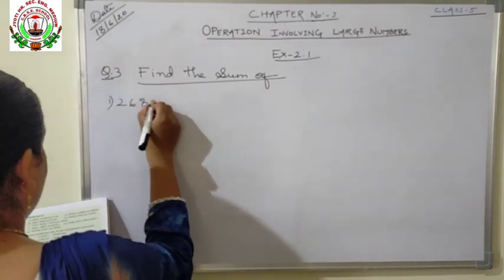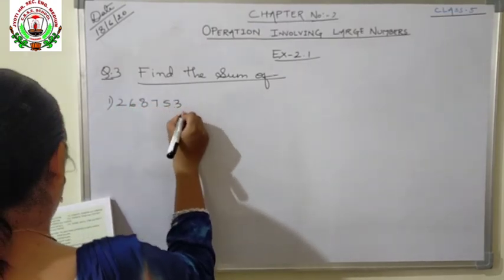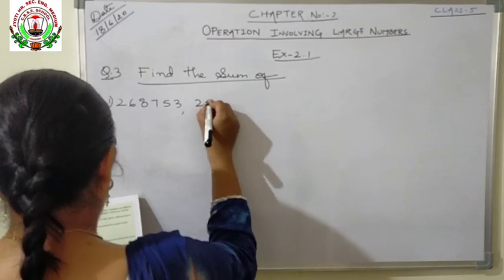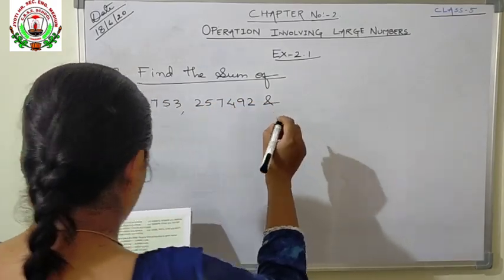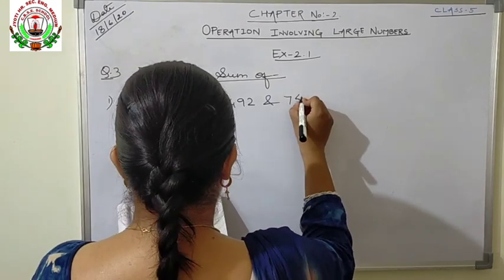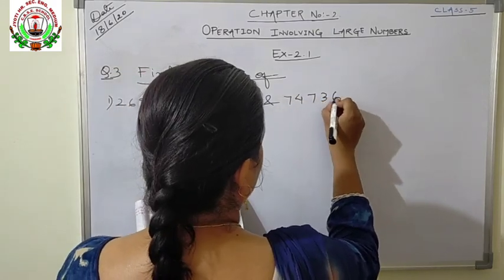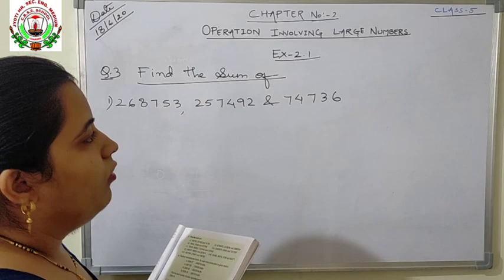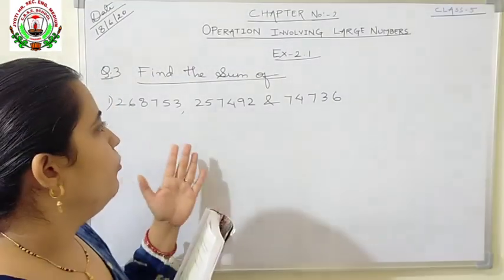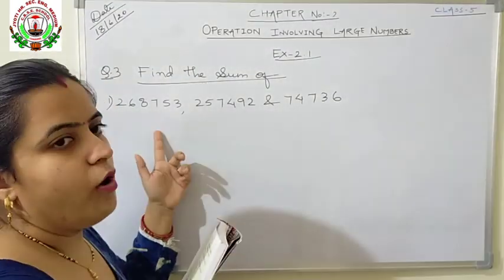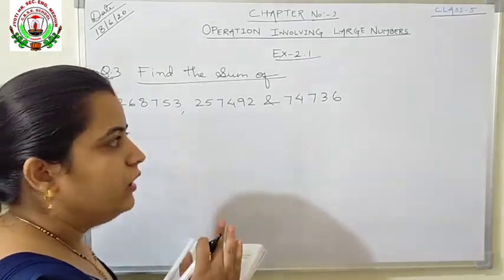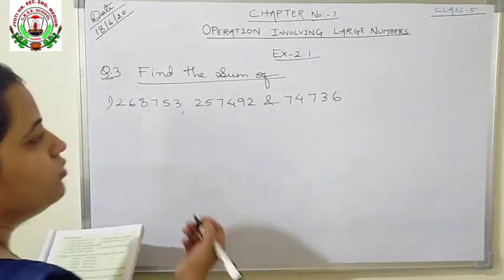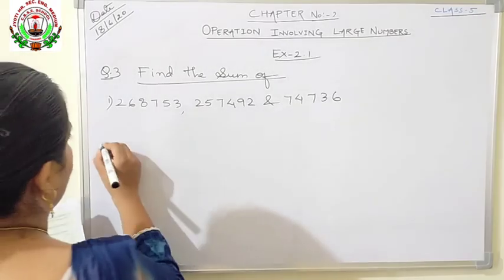6, 8, 7, 3. And 7, 7, 3, 6. As you all can see in your book, your question is written in this form, in horizontal form. First you have to convert this into vertical form and then you have to add. So let us see how we will convert this into vertical form.